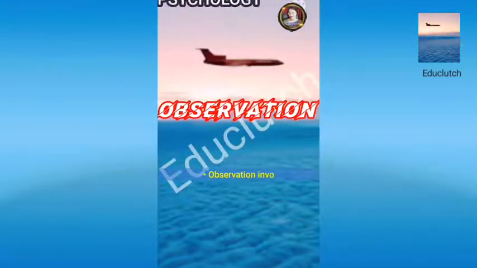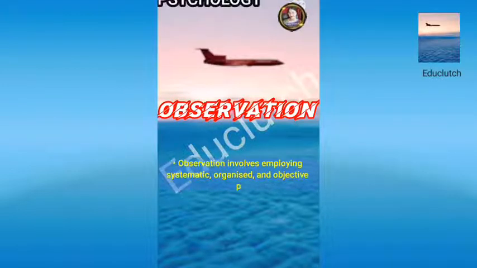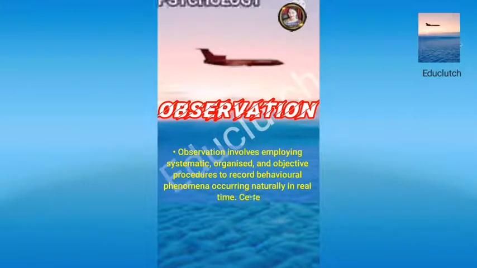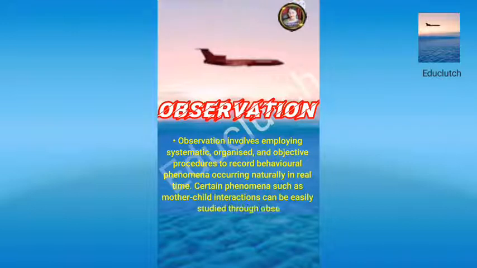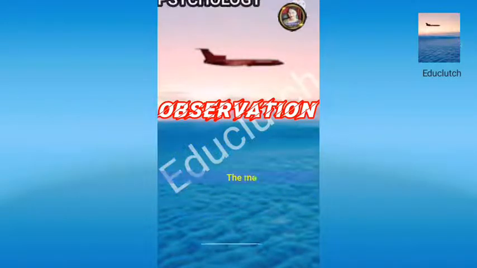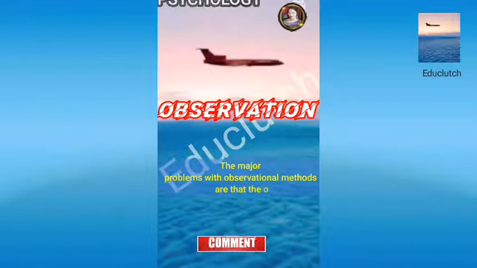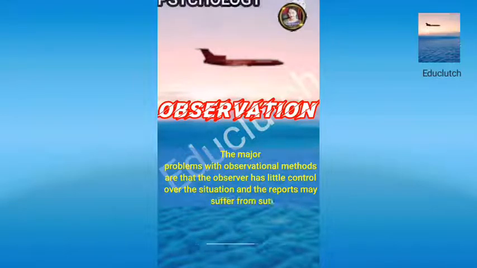Observation involves employing systematic, organized, and objective procedures to record behavioral phenomena occurring naturally in real time. Certain phenomena such as mother-child interactions can be easily studied through observation. The major problem with observational methods is that the observer has little control over the situation and the reports may suffer from subjective interpretation of the observer.